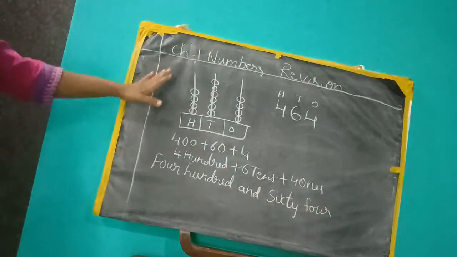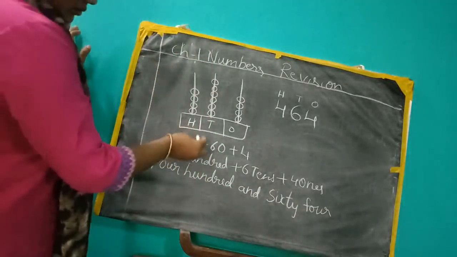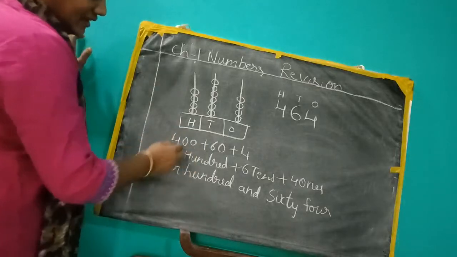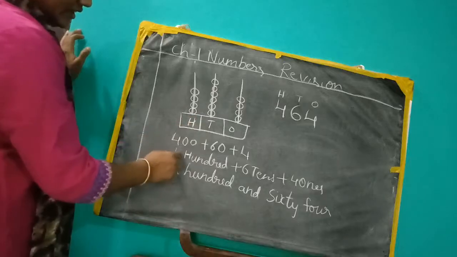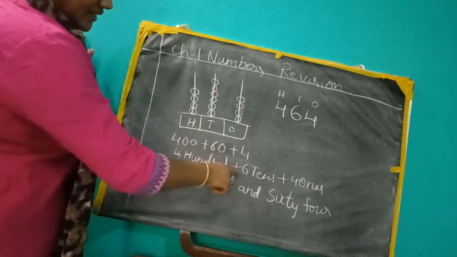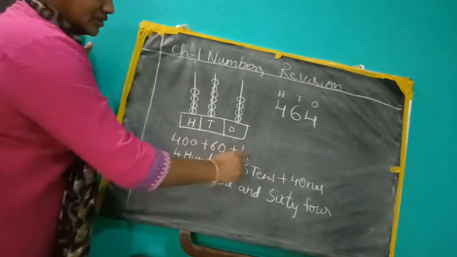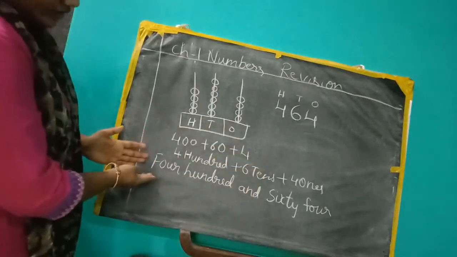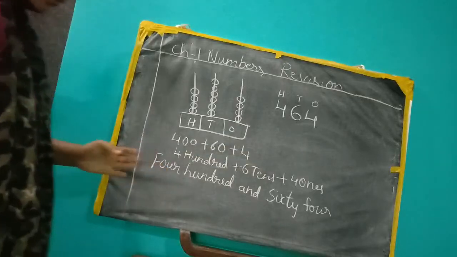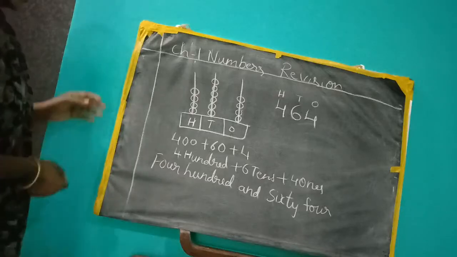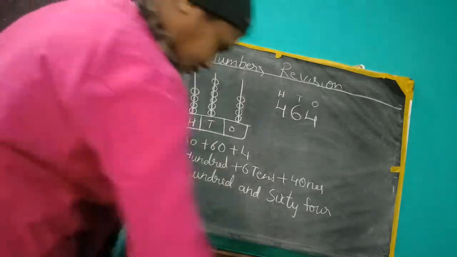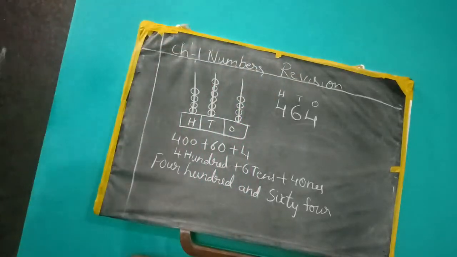Understood? See what we did here. We did the expanded form. Again we wrote it as place values. In the hundreds place, 4 hundreds are there. In the tens place, 6 tens are there. In the ones place, 4 ones are there. After that we wrote the number name. Understood, children? Write it in the classwork. Next.